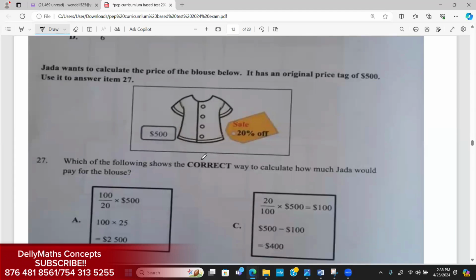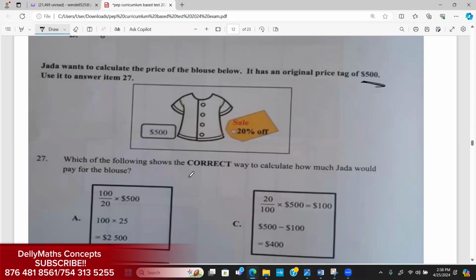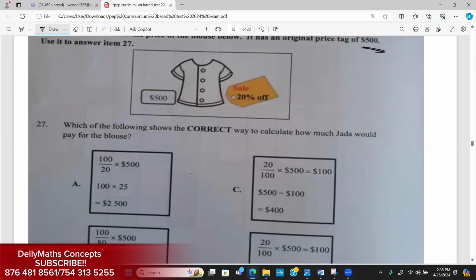Let's keep going. Jada wants to calculate the price of the blouse below. It has an original price tag of 500. Use it to answer this. All right, original price tag is 500. And we're seeing here in yellow that we actually got a discount off. We got a sale, meaning the 20% discount will be coming off. Let us see what we want to do. Which of the following shows the correct way to calculate how much Jada would pay?